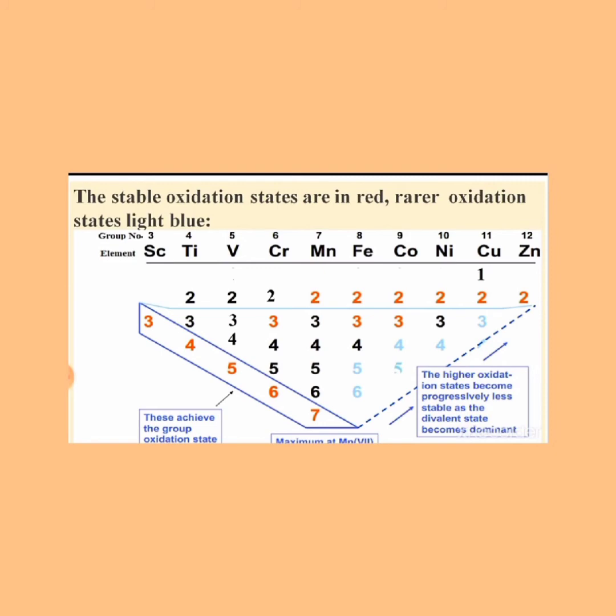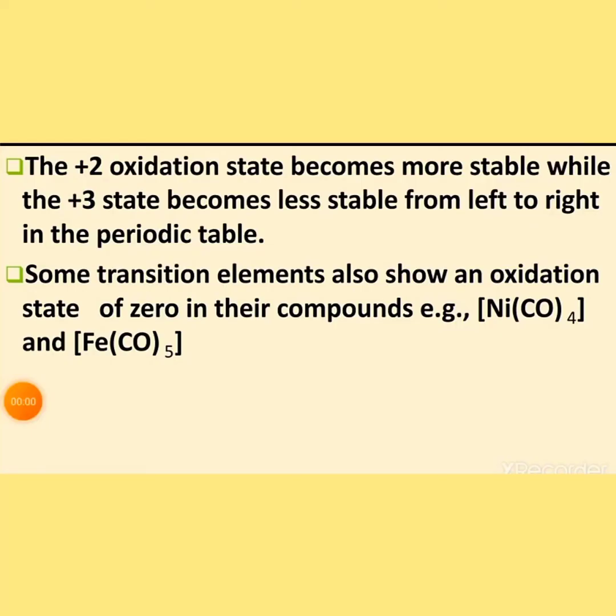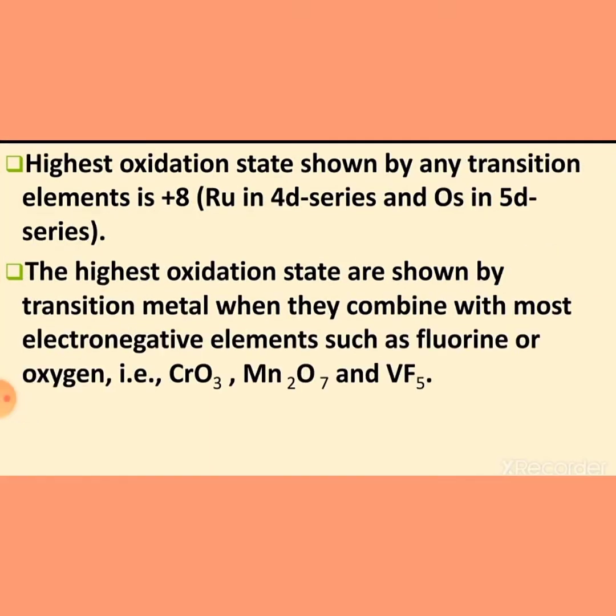This table indicates the oxidation states of the first transition series. The stable oxidation states are in red color, and rarer oxidation states are in light blue color. This indicates that variable oxidation states are exhibited by the transition elements. The +2 oxidation state becomes more stable while the +3 state becomes less stable from left to right in the periodic table. Some transition elements also show an oxidation state of 0 in their compounds, for example, nickel tetracarbonyl.